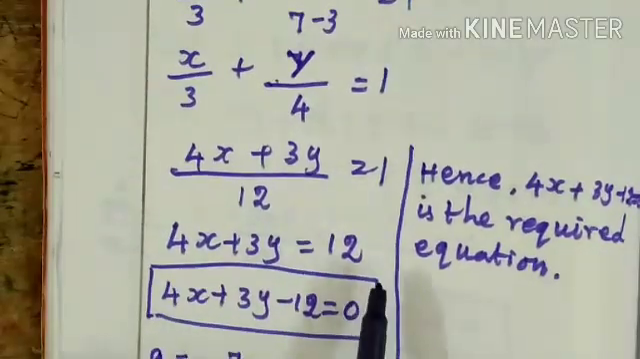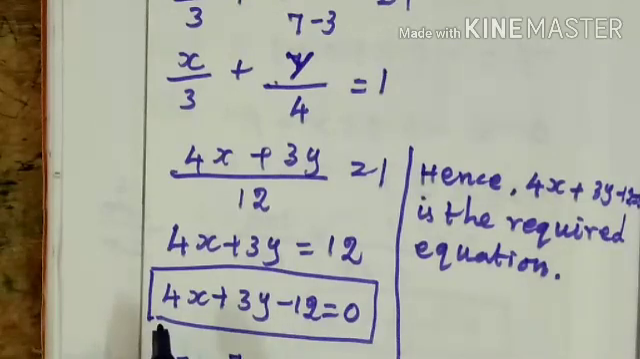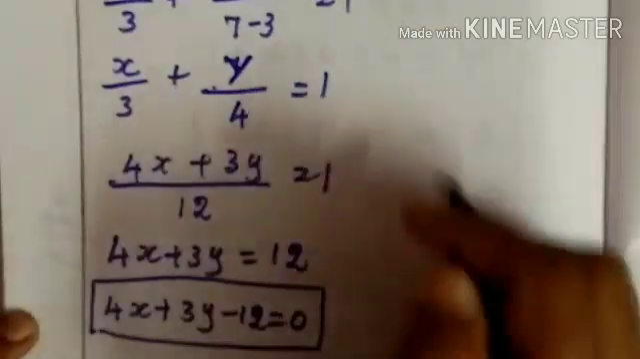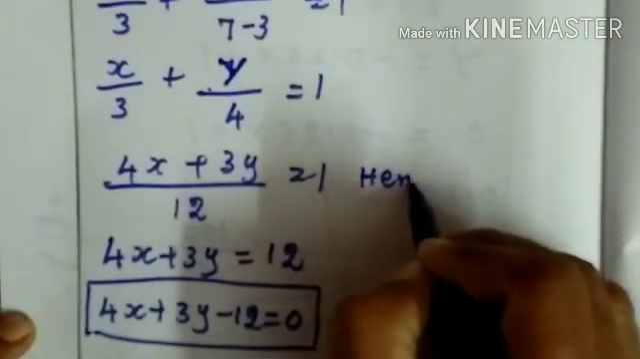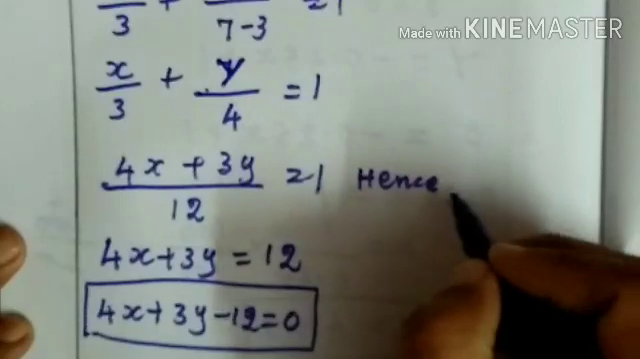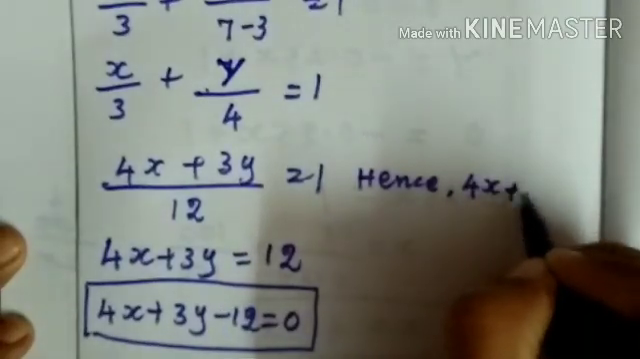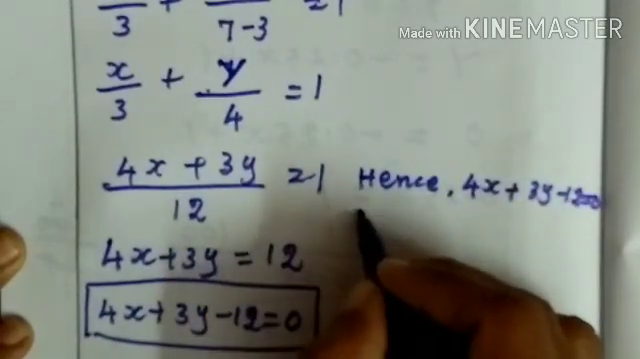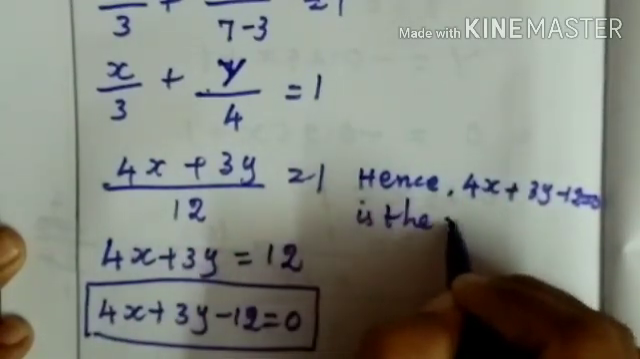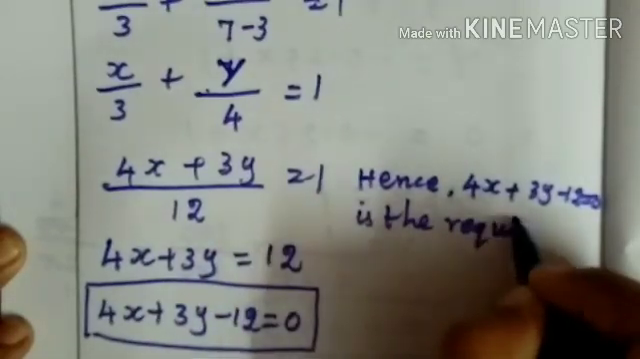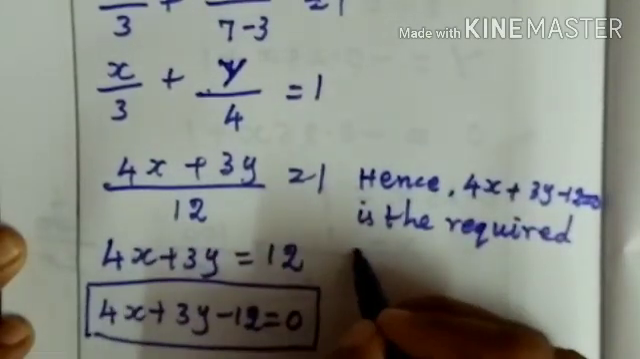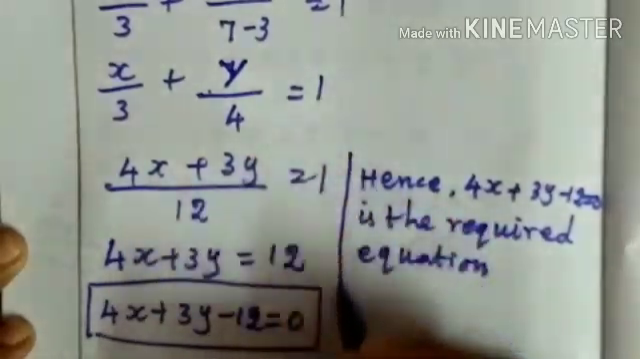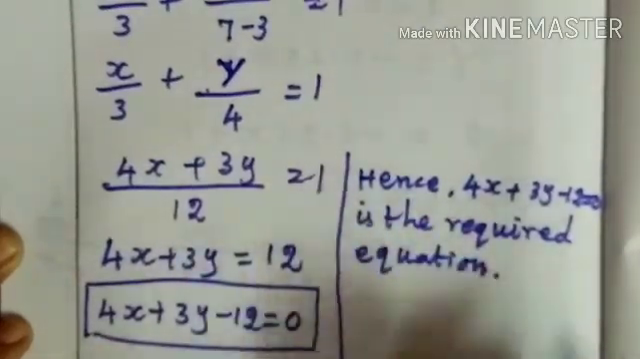Next you have to write this in the standard form, means we get 4x plus 3y minus 12 is equal to 0. Hence, 4x plus 3y minus 12 is equal to 0 is the required equation of the straight line. This is the answer for this question.